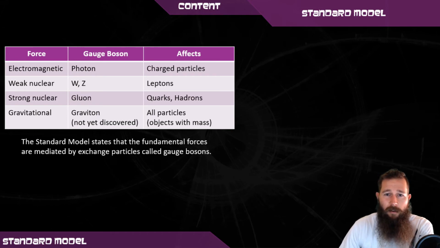When looking at electromagnetic forces, photons are the exchange particles, and this force exists when we have 2 charged particles. The weak nuclear force has the W and Z bosons as exchange particles, and it affects leptons. The strong nuclear force has gluons as exchange particles, and it affects quarks and hadrons. And the graviton is responsible for the gravitational force, and it affects all particles with mass.